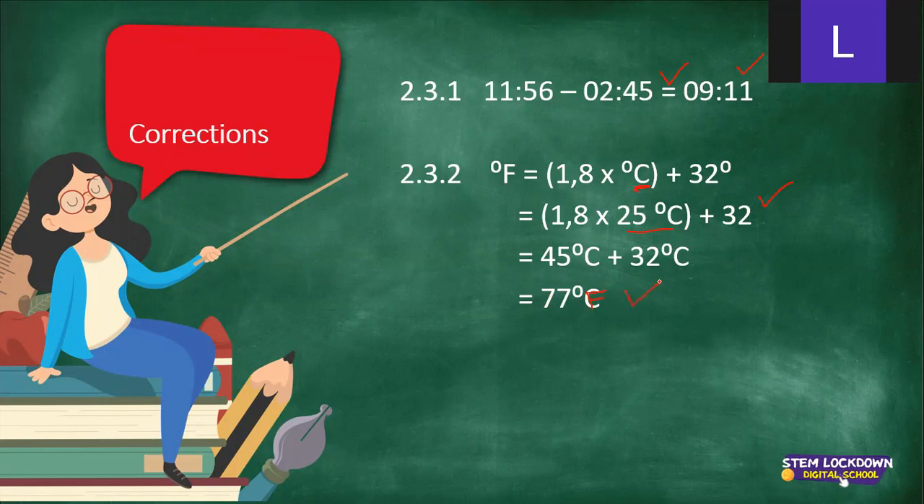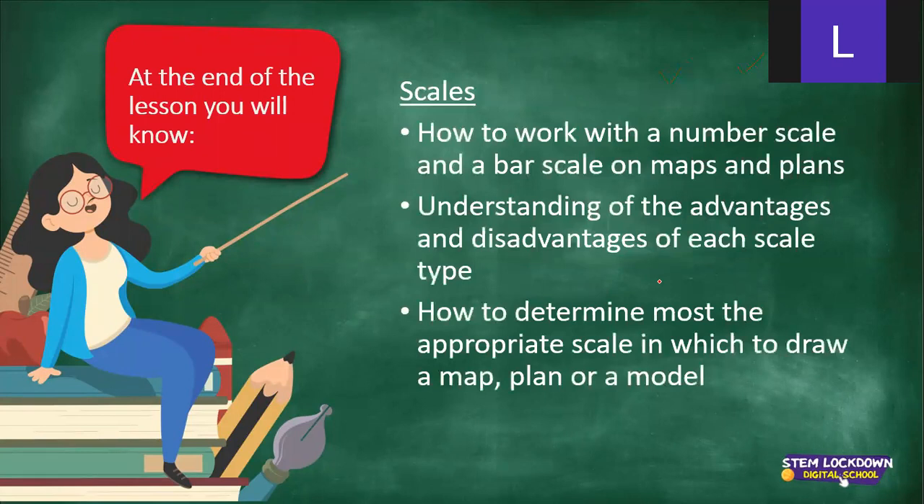Now let's start today's lesson. At the end of today's lesson, you must know the following: how to work with a number scale and a bar scale. So basically looking at a number scale and a bar scale. This goes for maps and plans. Understand the advantages and disadvantages of each type of scale, and then how to determine the most appropriate scale in which to draw a map, a plan, or a model.